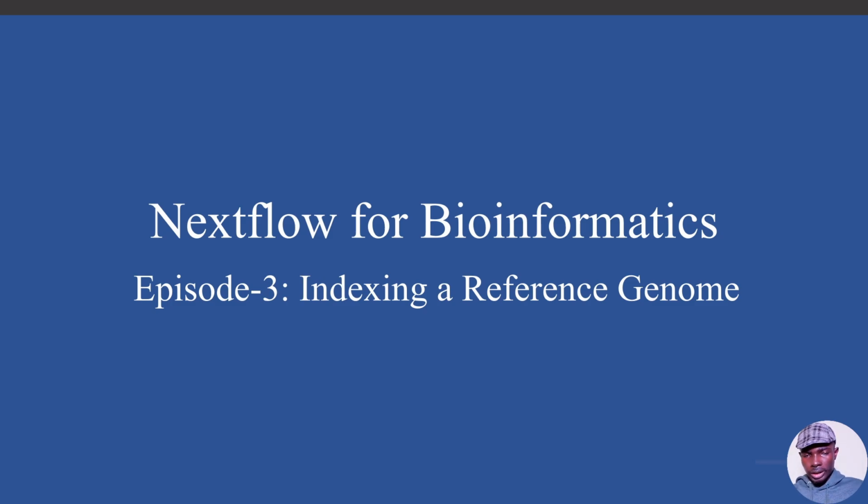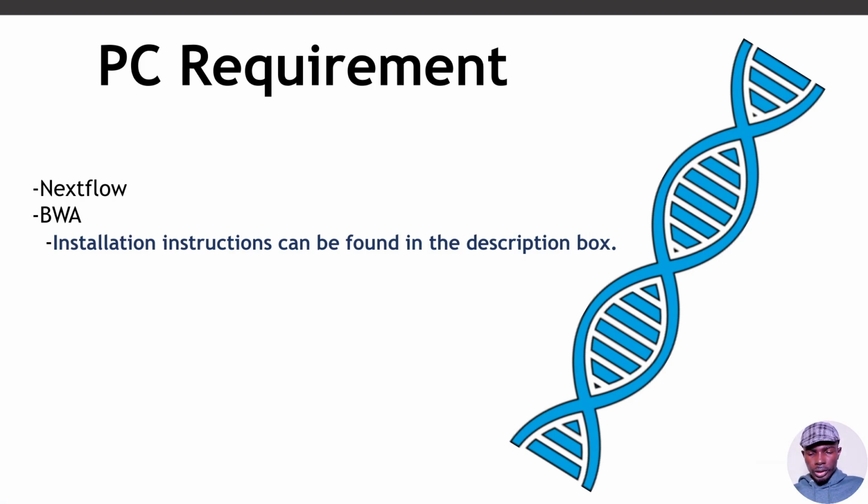Now for this tutorial, you will need to make sure you have Nextflow installed, and you should also have BWA installed. I have a tutorial that shows how to install these two. So Nextflow, that's what we are going to use to write the scripts. BWA, that's what we are going to use to index. BWA is an aligner, so we will use it to index our reference sequence. So these are the only requirements. I repeat, instructions for installing these tools can be found in the description box.